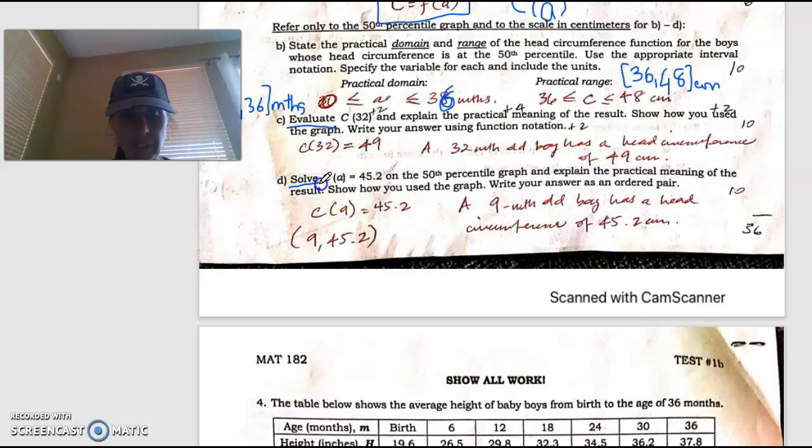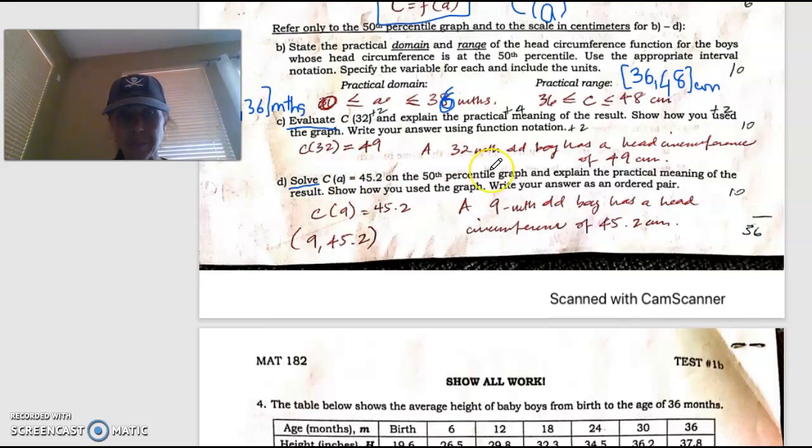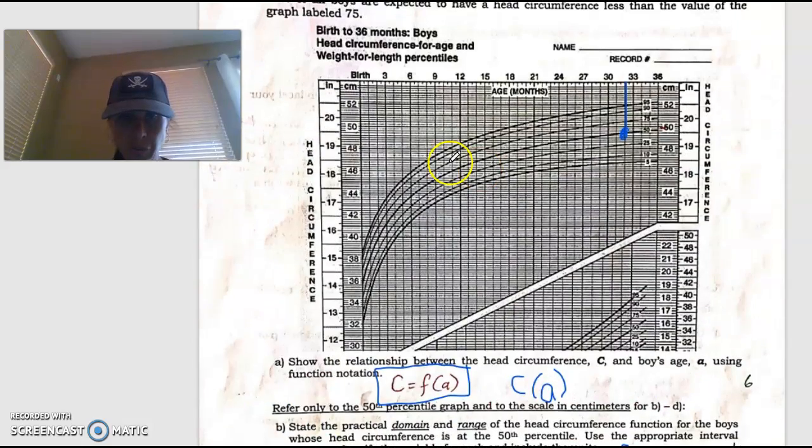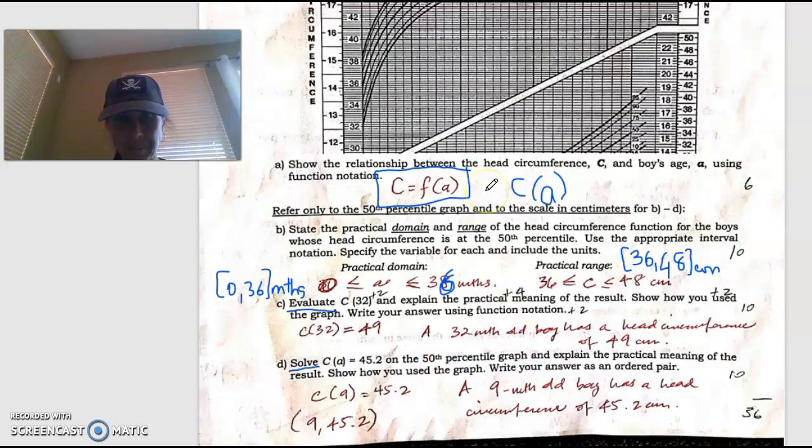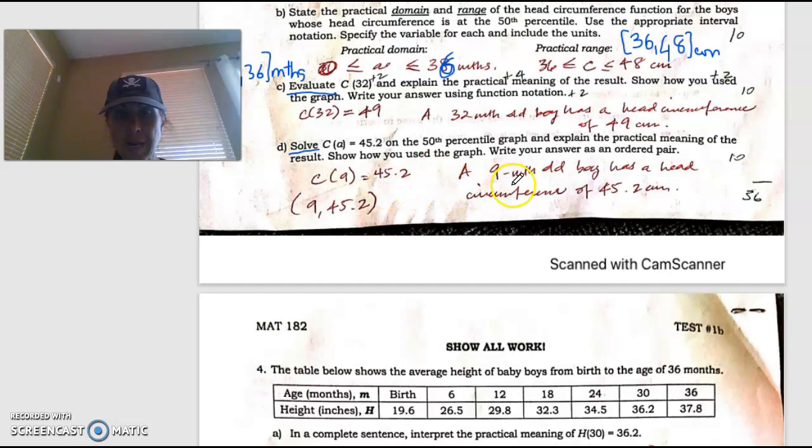Solve. Solve is typically when you're given an output and you have to find the input. So this time I go to 45.2. I go across and I'm reading off on the 50th percentile, and voila, I have 9 as my input. So a 9-month-old has a head circumference of 45.2.